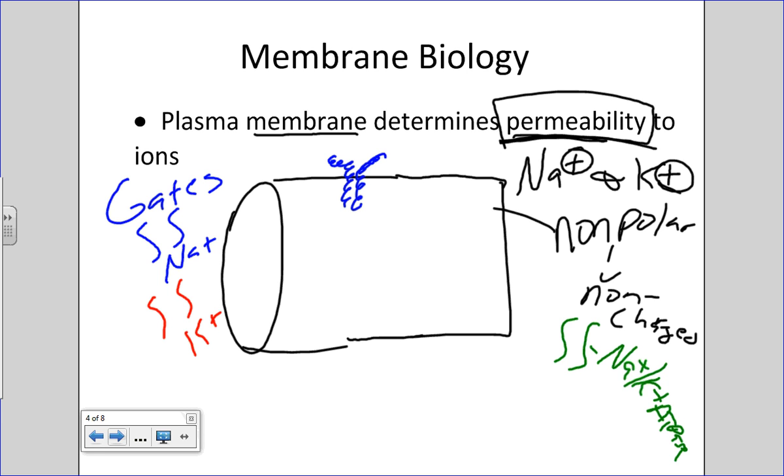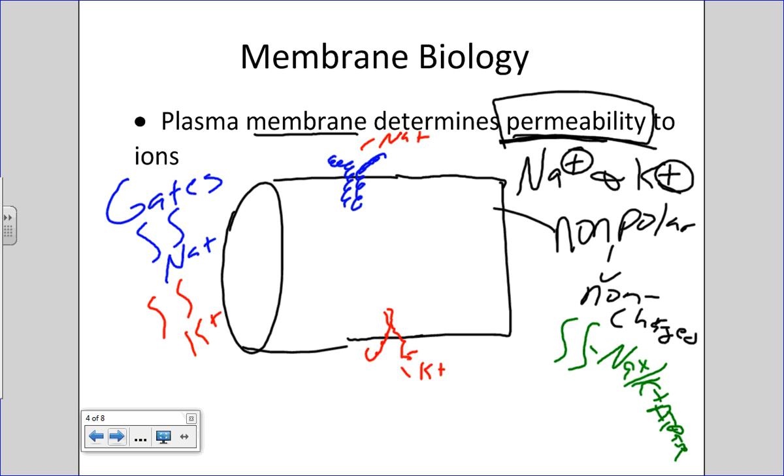A potassium gate is only going to be permeable to potassium. Okay, a sodium gate is only going to be permeable to sodium. Okay, and it has to do with the chemistry of these gates. Remember, these are proteins. These are amino acid sequences that are going to have slightly different chemistries amongst them. Okay, so essentially these gates open and close.